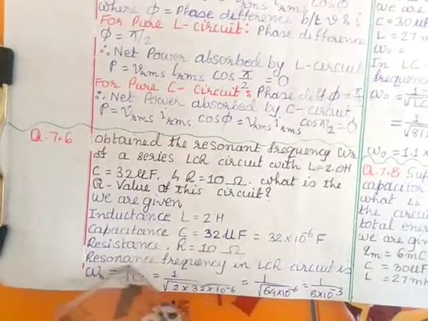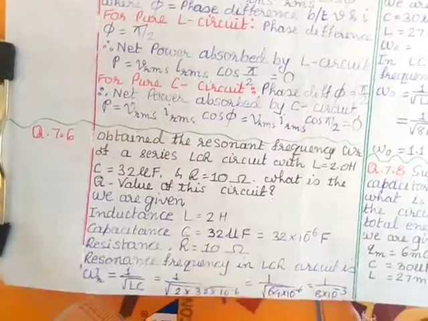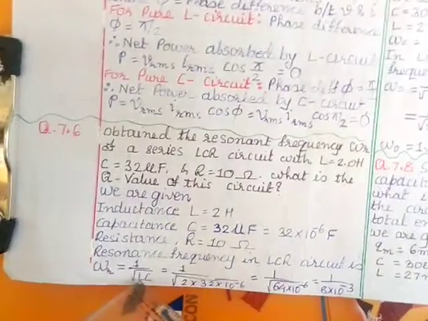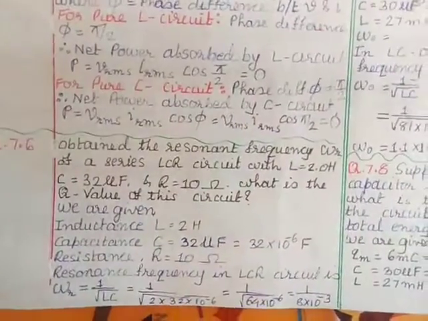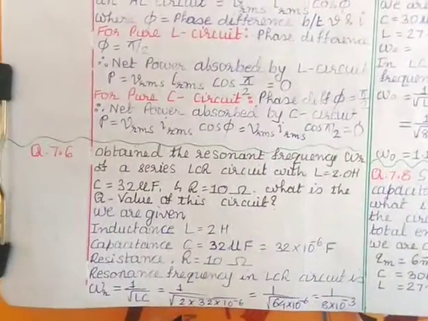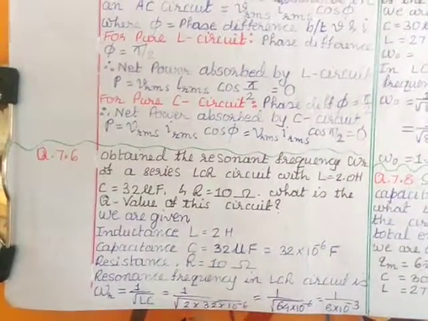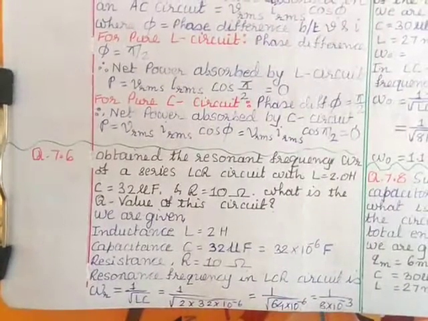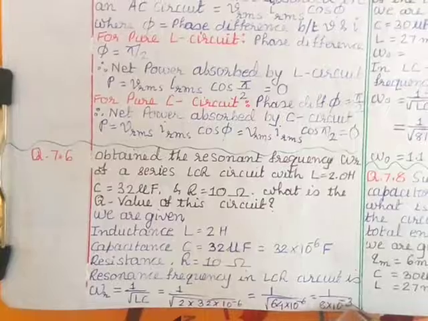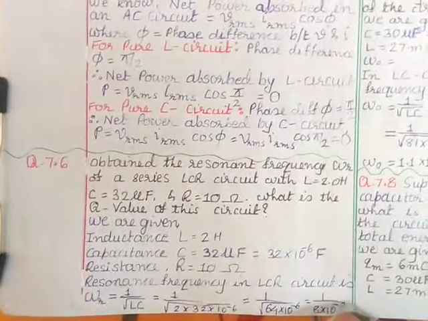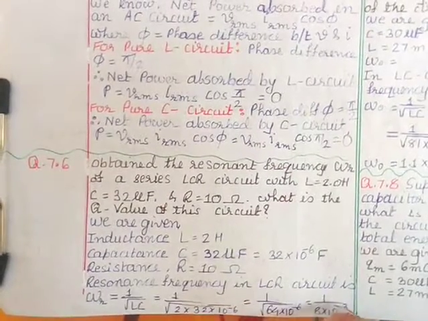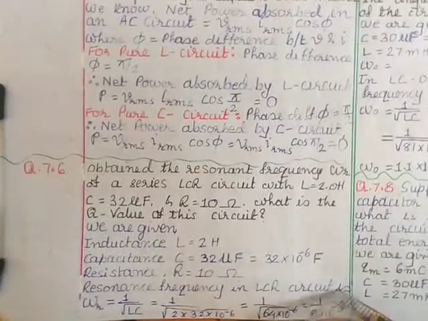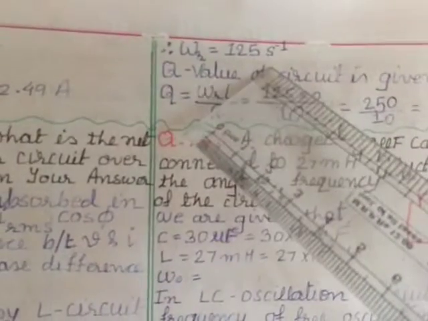At resonance, the resonance frequency in an LCR circuit is omega R equal to 1 by square root of LC. This formula we have done in the theory class. Now L value is 2 and C is 32 into 10 to the power minus 6. 32 into 2 gives you 64. Now the square root of 64 is 8 and 10 to the power minus 6 gives 10 to the power minus 3. Take this 10 to the power minus 3 to the numerator, it gives you 10 to the power 3, that is 1000. When you divide 1000 by 8, what you get is 125 per second. So omega R is 125 per second.